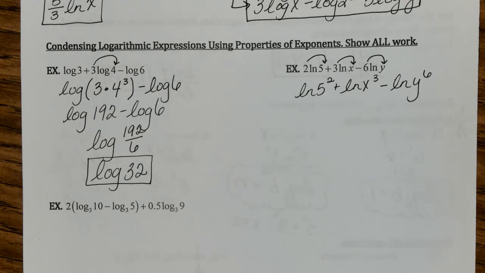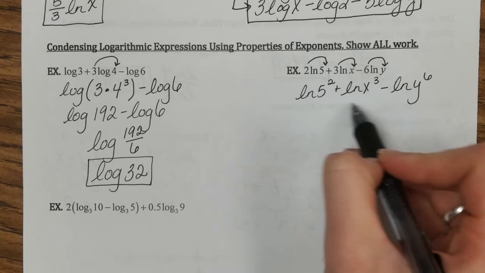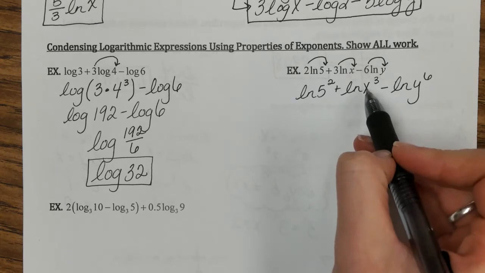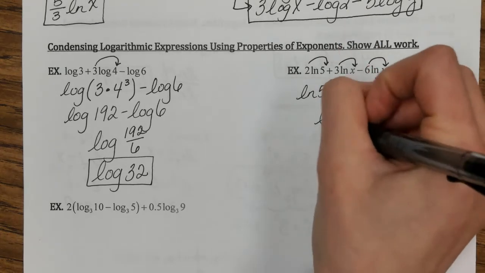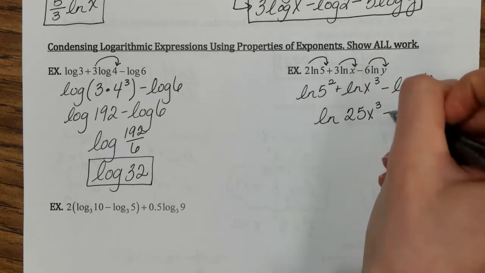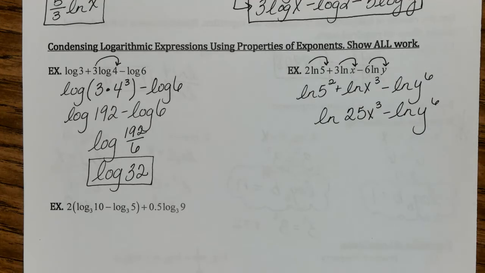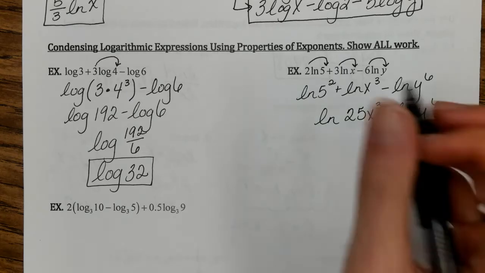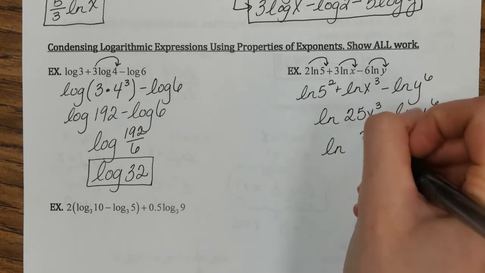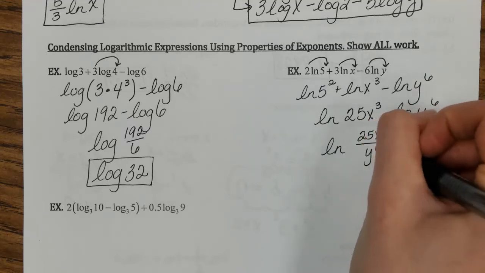Alright, well we know 5 squared is 25. And we know we're adding, so 25 and x cubed should be multiplied. So I should have natural log of 25x cubed minus my natural log of y to the 6th. Alright, so that minus tells me that I am dividing, so natural log of 25x cubed over y to the 6th.